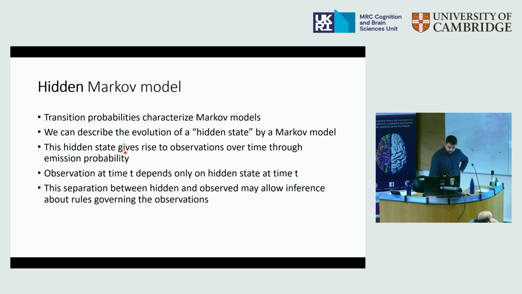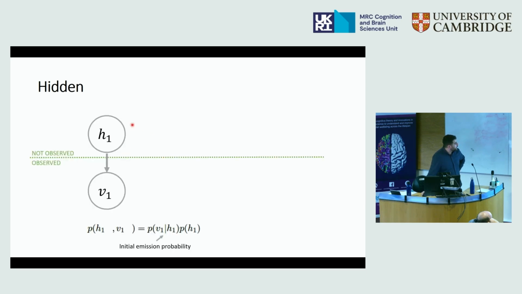So to put this simply, initially we start off with this hidden variable here and this observed, or visible, variable, v. And I'm going to introduce this kind of separation. So we've got things that are not observed, which is the hidden state, and things that are observed, which is the observation. And we can see that our initial emission probability comes in here, and I'm going to build this up piece by piece, right? But before we move forward in time, this is how the first observation is generated from the first hidden state.